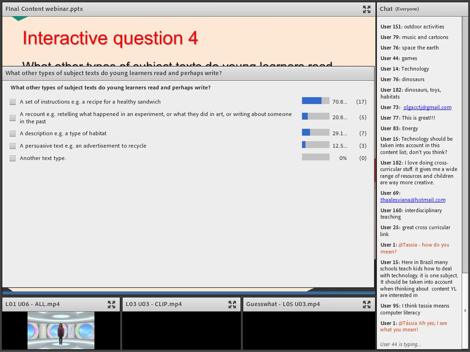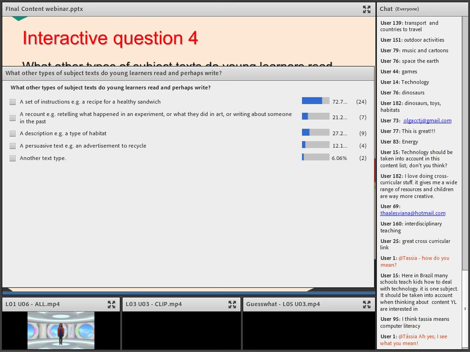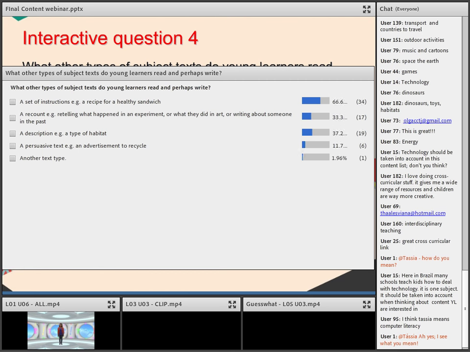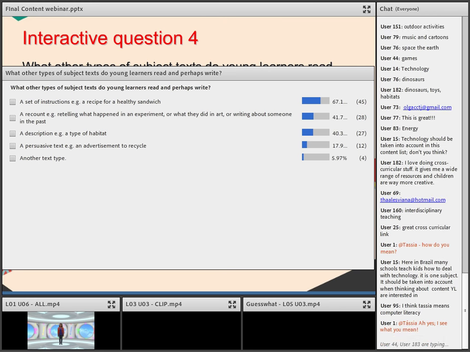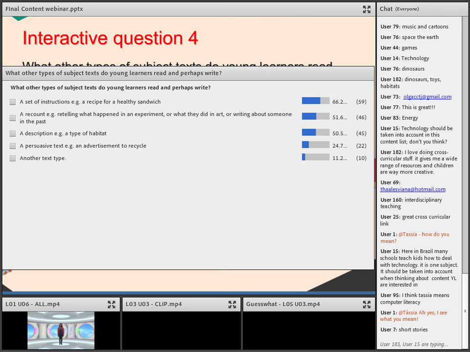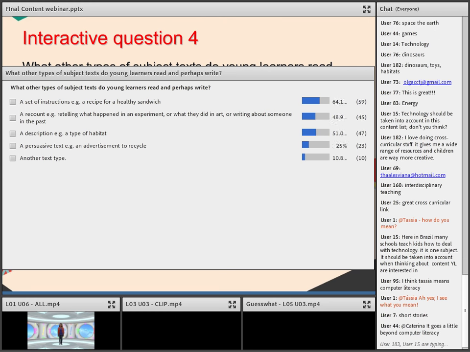All right, so many have tried instructional texts for example, A Healthy Sandwich. Okay, recounts, telling what happened in the past or what they've done in an experiment. Descriptions, for example, of a habitat. And fewer with a persuasive text, that's more demanding, possibly for the higher levels in primary.